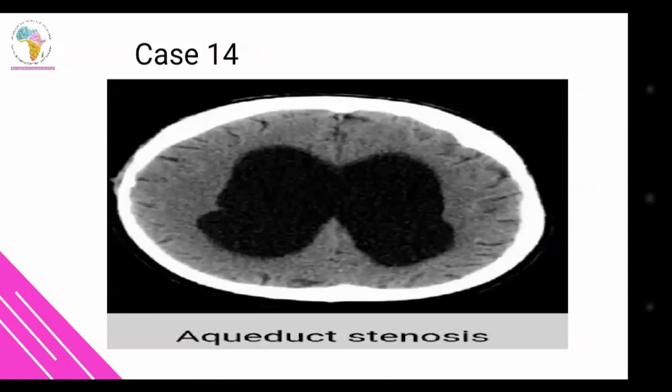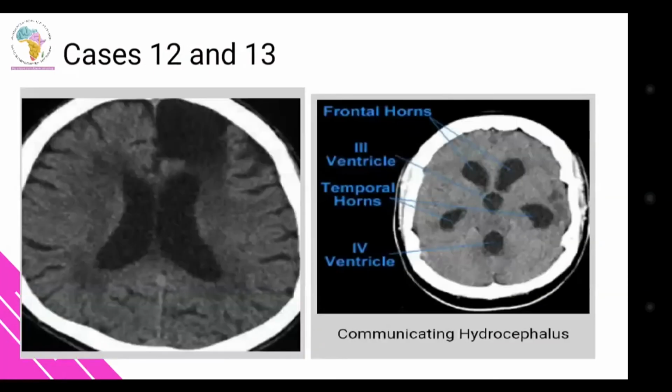But in case this fourth ventricle was of normal size, here you would talk about a non-communicating hydrocephalus. Because on CT scan, what actually helps you to know whether it is communicating or non-communicating is the degree of dilatation of the fourth ventricle. And in case the fourth ventricle is not dilated, you think of a non-communicating hydrocephalus, and most of the time it is due to stenosis of the Sylvian aqueduct, or the aqueduct of Sylvius.